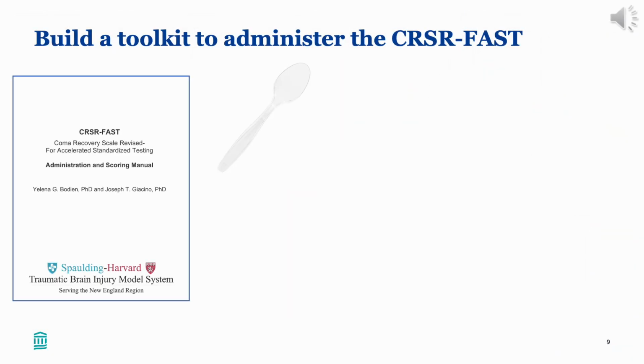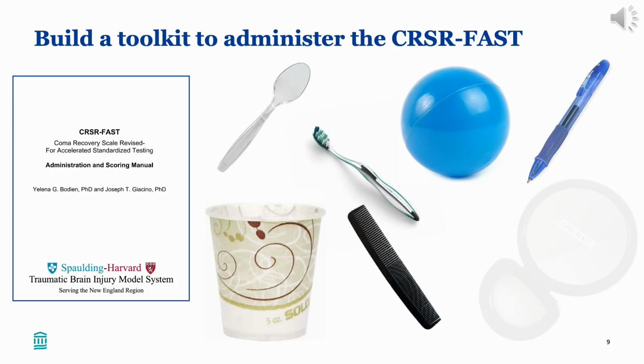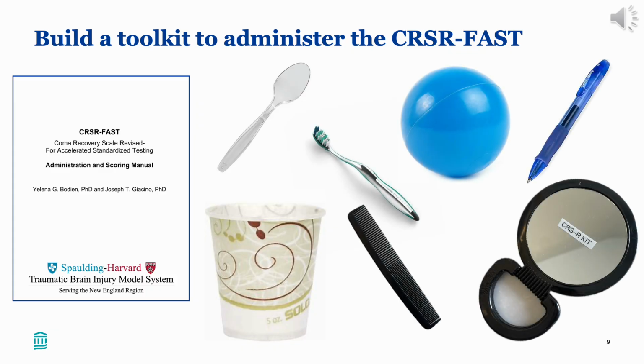To accurately administer the CRS-R-FAST, it's important to assemble a basic toolkit with the appropriate materials. Your toolkit should include a copy of the CRS-R-FAST manual, a handheld mirror for assessing visual fixation and pursuit, and 2 common objects, such as a ball and a cup, for evaluating command following and functional object use. You may also consider including other familiar items, such as a hairbrush, spoon, or toothbrush, to support object-based tasks.